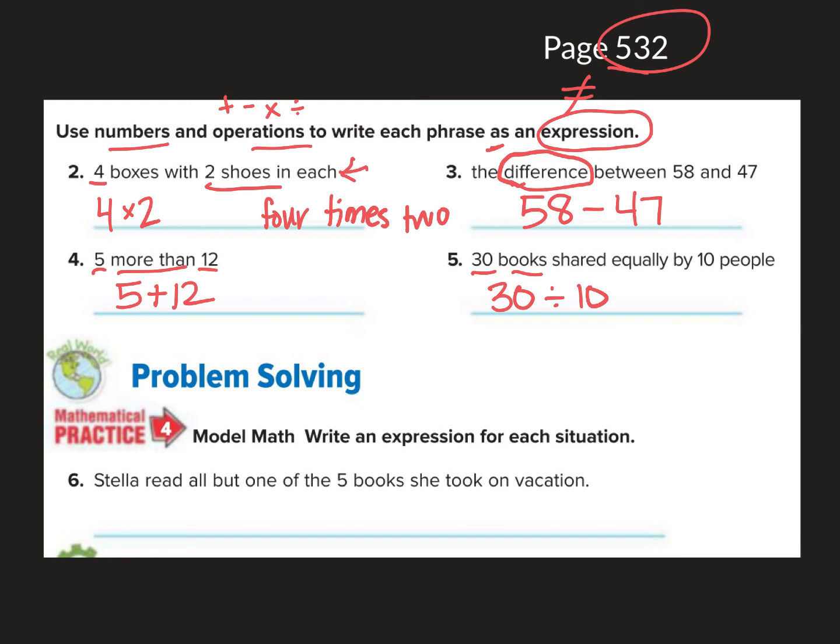Let's look down here. Write an expression, no equal sign, for each situation. Stella read all but one of the 5 books she took on vacation. So I would say Stella brought 5 books, but she did not read one. So 5 minus 1 will show us how many books Stella read. All right, so we're not doing any solving today. I hope you saw that. All we're doing is we're translating.